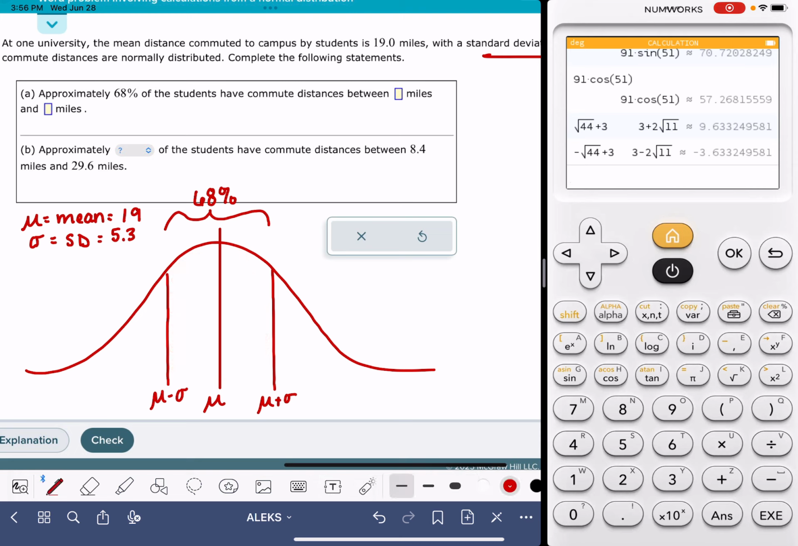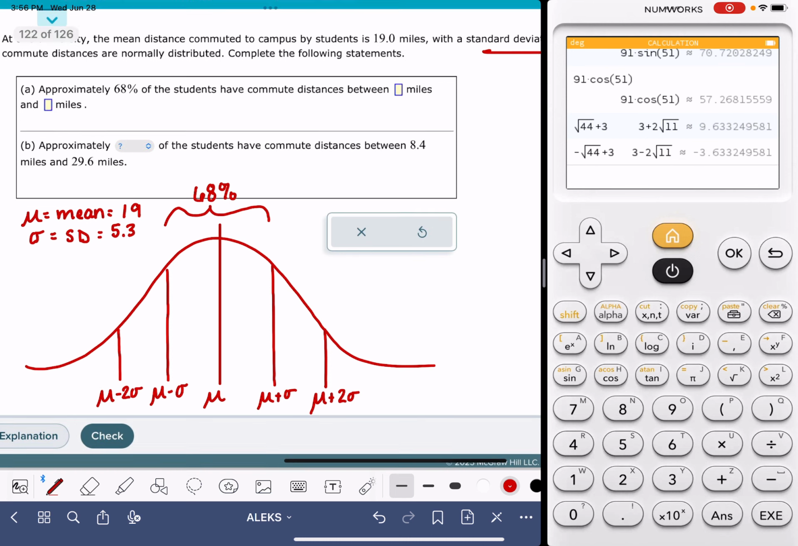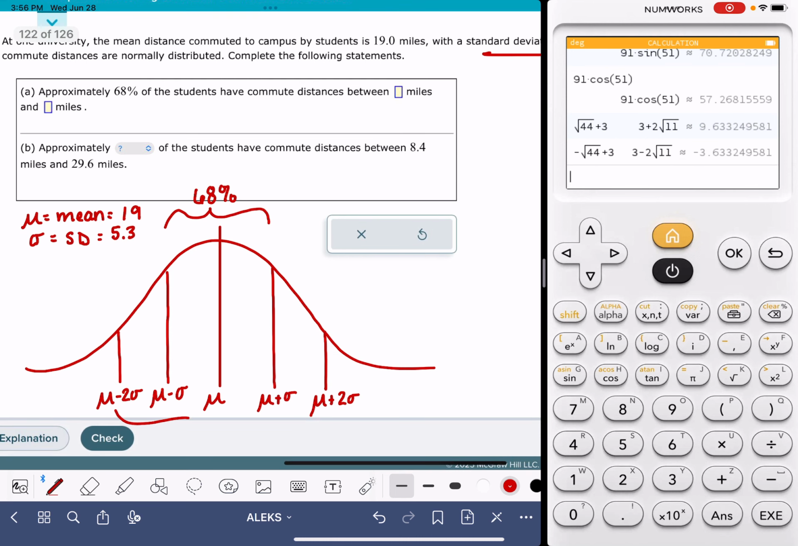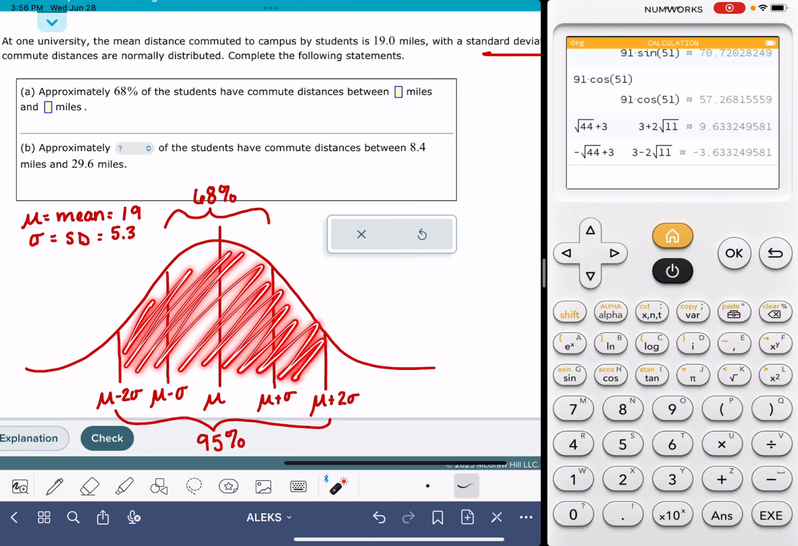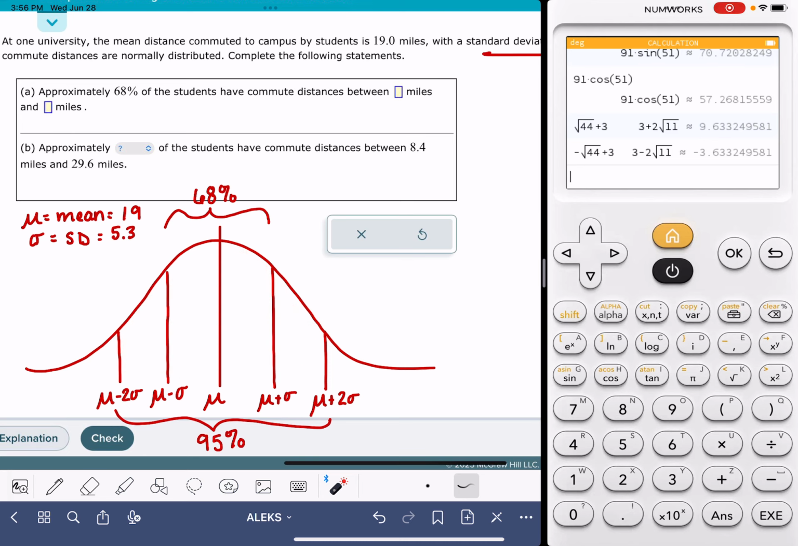If we go 2 standard deviations above or below, so this would be the mean plus 2 standard deviations, and then we do the same thing for below, the mean minus 2 standard deviations. That represents 95% of the data. So 95% of the data points are going to fall within 2 standard deviations above or below the mean.